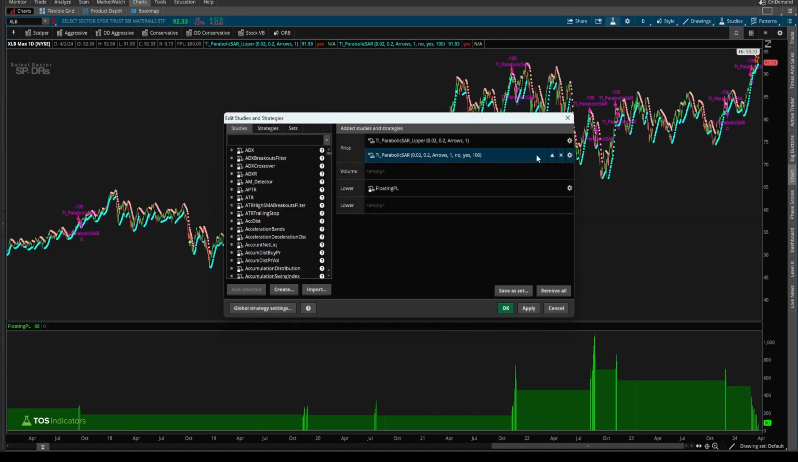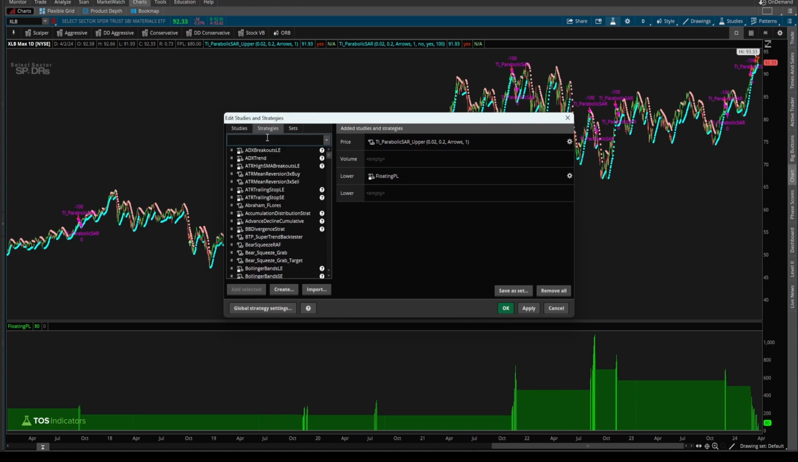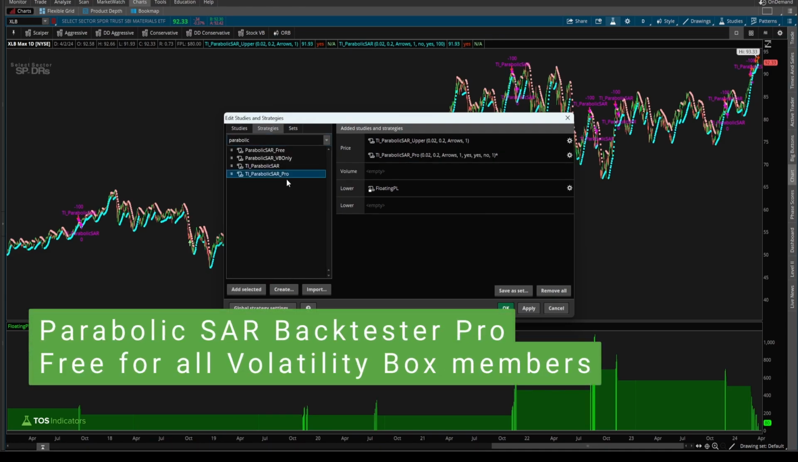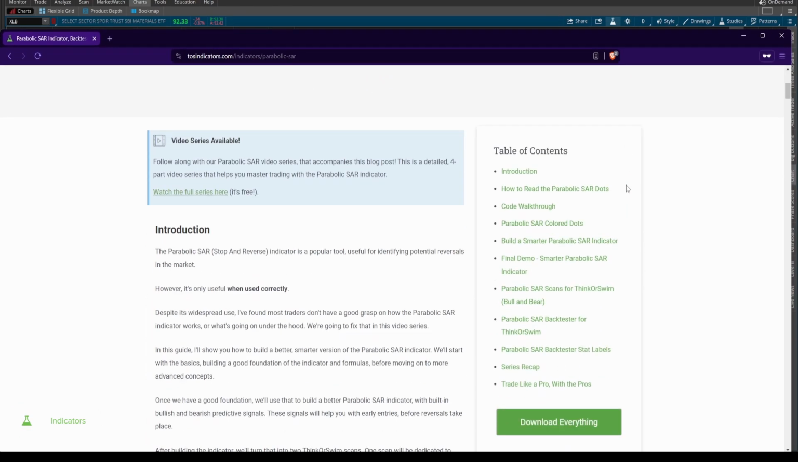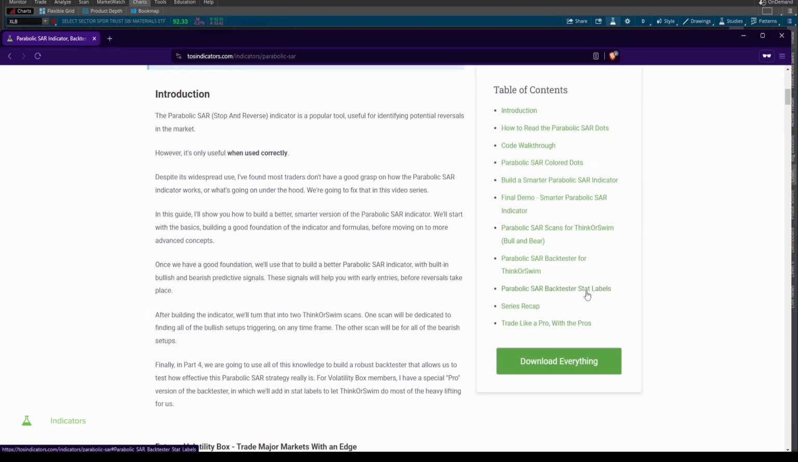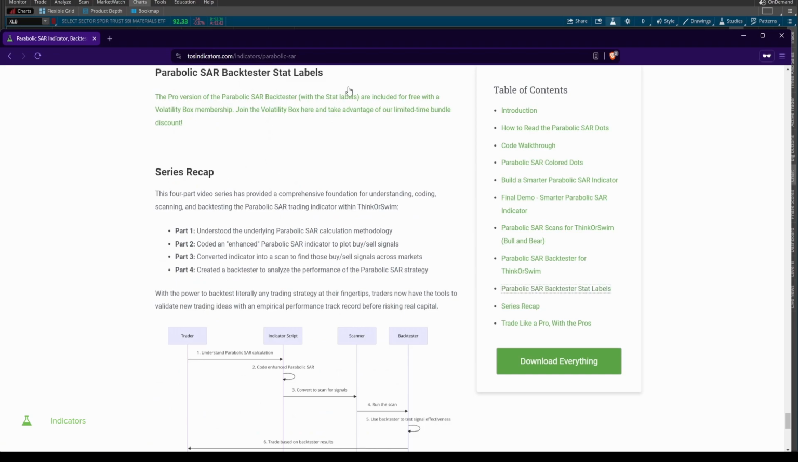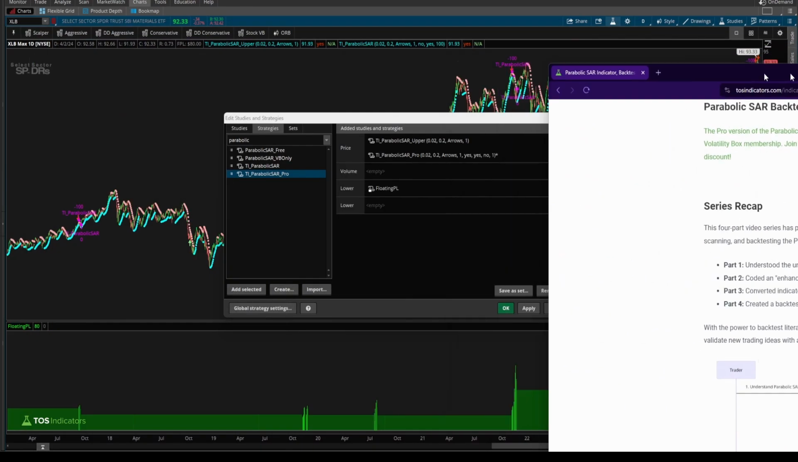Let's get some stats in here instead, and I'm going to load in our pro version of the Parabolic SAR indicator. All Volatility Box members, this is included for free with your membership, and again, available on the same downloads page. Just scroll down to the very bottom, and if you click Parabolic SAR with stat labels, you'll be able to actually download the backtester.